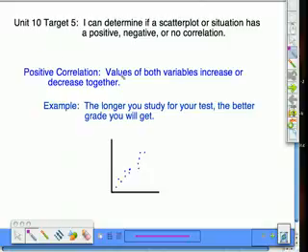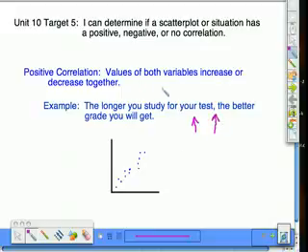If I have a positive correlation, the values of both variables increase or decrease together. For example, the longer you study for your test, the better the grade you will get. So as the time you spend studying goes up, your grade goes up.